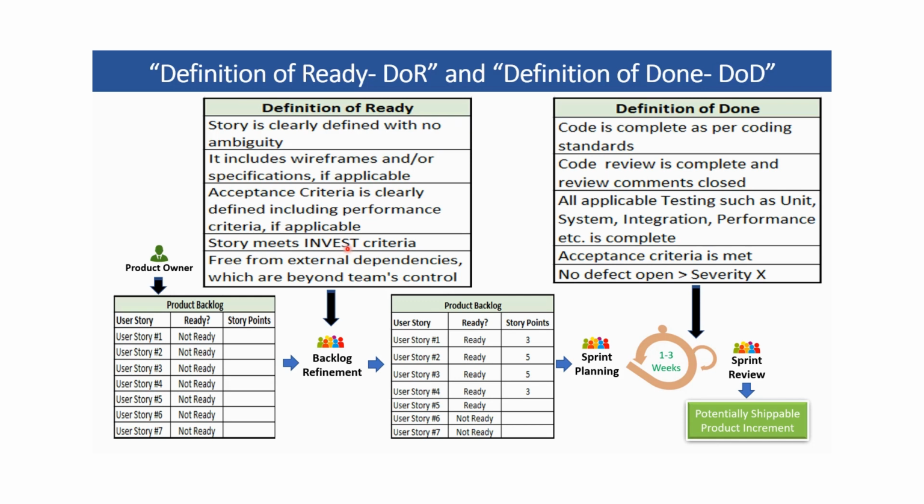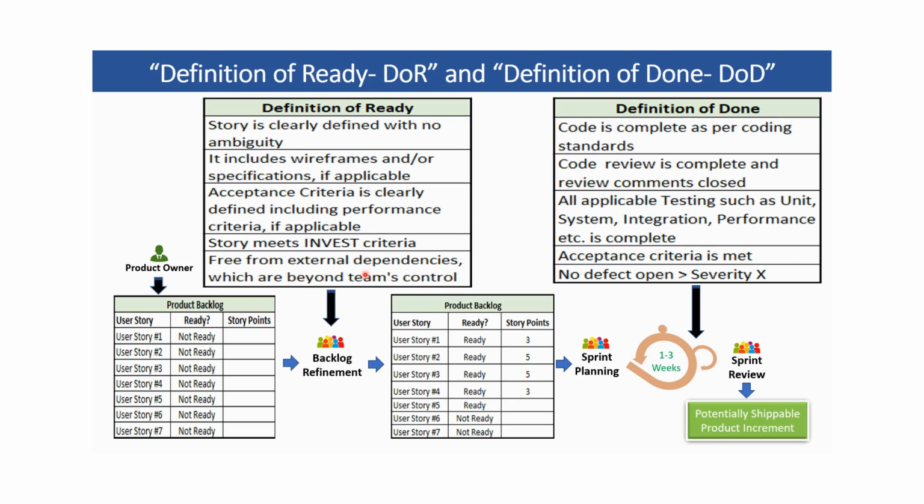S stands for sized appropriately. The story is not too big to be accommodated in a sprint. If it is too big, it needs to be broken down. T stands for testable. It can be tested from all the aspects. So this is INVEST criteria. They check if the story is meeting the INVEST criteria.